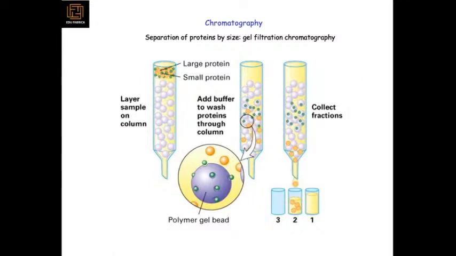To explain the same thing in another way, you have large proteins and small proteins on top, a layer of sample on the column. Then you add a wash buffer to push them through the column. Then you can collect fractions. So you can collect at different levels all these different proteins. At the first stage you will have liquid, at the second stage you have big molecules, and at the third stage you have the green molecules. Like this.